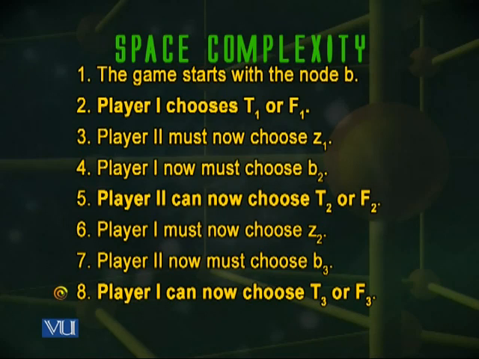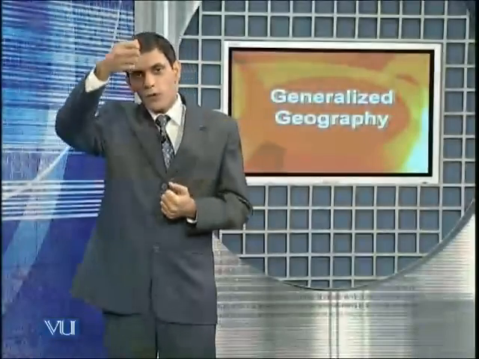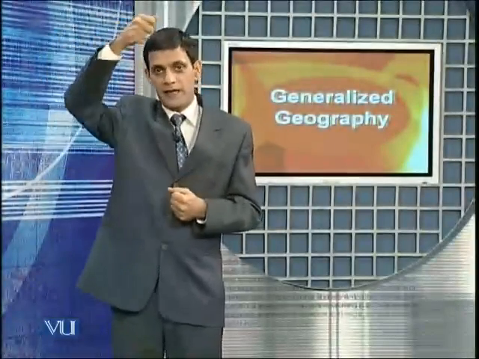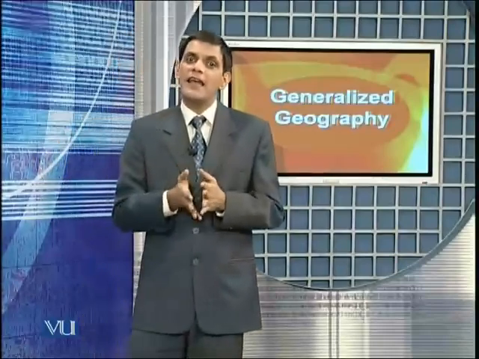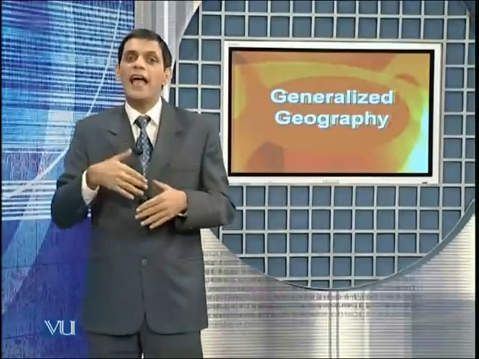So, if you think about what's happening, player 1 made a choice. He had two choices between T1 and F1. And then the next couple of moves were forced. Then player 2 made a choice. And then the next couple of moves were forced. Then player 1 made a choice. And then the next few moves were forced. And the game proceeds like this.